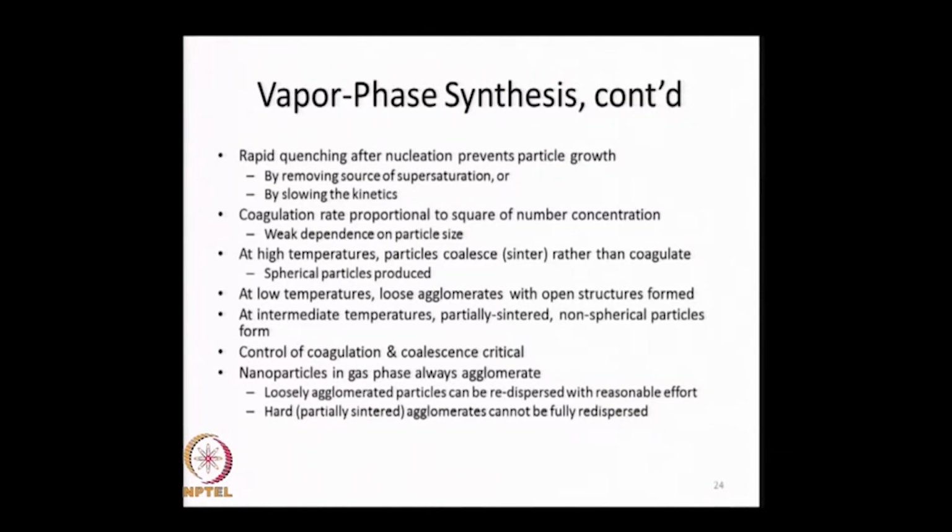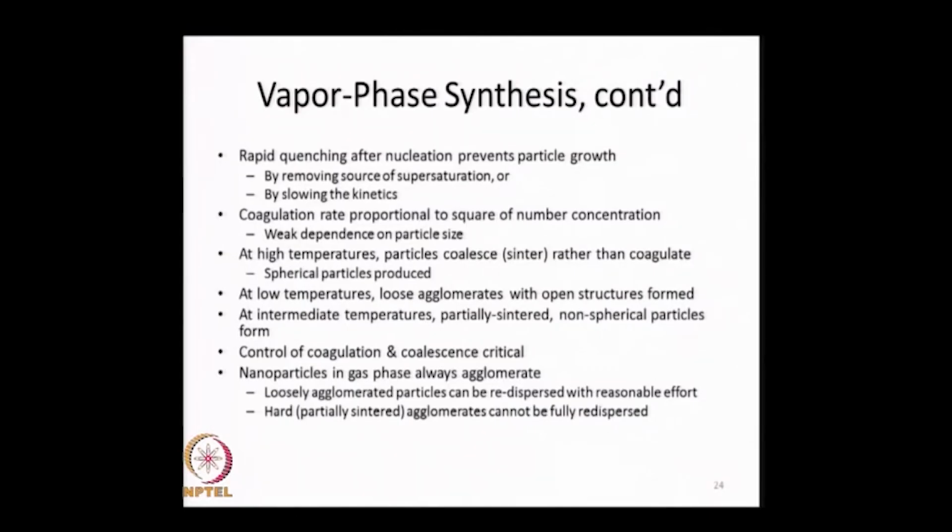Now, how do you do that? You have to remove the source of supersaturation. You have to immediately shut off the flow of the vapor in order to eliminate the source, or you have to slow the kinetics of the growth phase. Now, the coagulation rate is proportional to square of number concentration. So, the more concentrated the vapor phase is, the greater will be the rate at which these nuclei coagulate. So, a simple way to reduce coagulation or growth kinetics is to reduce the concentration of the reactive vapor in the gas phase.